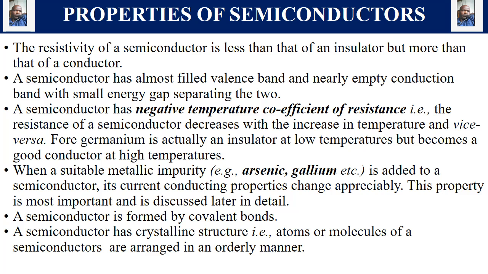Then a semiconductor is formed by covalent bonds. We know that a silicon or germanium atom having 4 electrons in the valence shell can only be stable if it shares with 4 nearby atoms. Hence, that type of bonding is called covalent bonding. Then the last one is that a semiconductor crystal structure is arranged in an orderly manner.